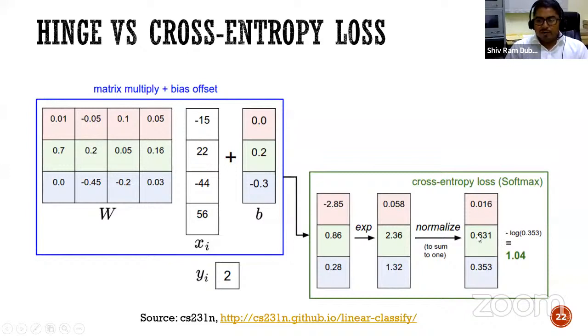And what is the probability for the correct class here? Because it comes from category number 3, the probability for the correct class is 0.353. So minus log of 0.353 comes to 1.04. This is going to be the loss for this particular example, which is xi, at present when W and b have these values.